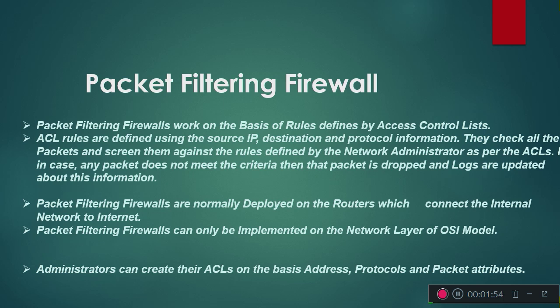So packet filtering, as the name suggests, it works on layer 3 and layer 4 of the OSI model. It uses the IP information and the ports information to define in the policy, which is called access control rules. Access control rules are defined by an administrator. Packet filtering firewalls are normally deployed on the routers, which connect the internal network to internet and internal network to another internal network, which is called intranet.